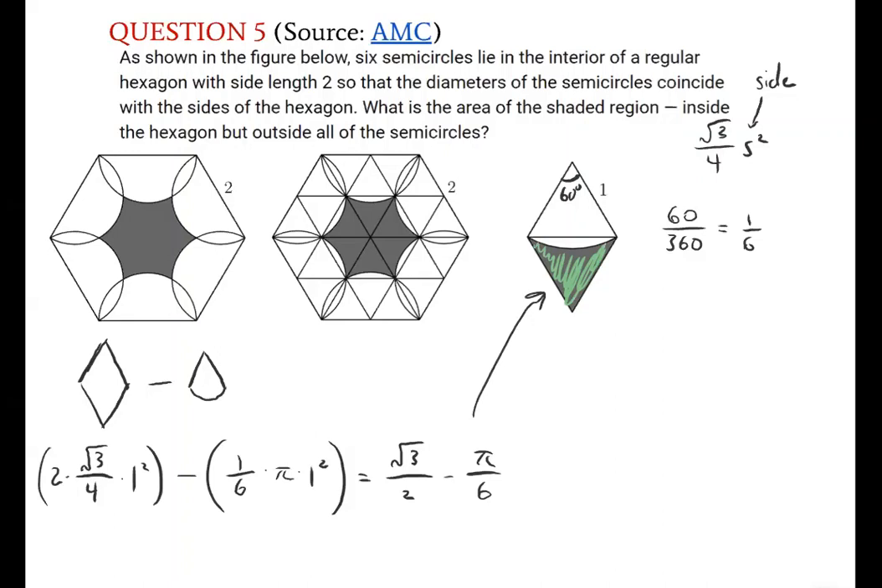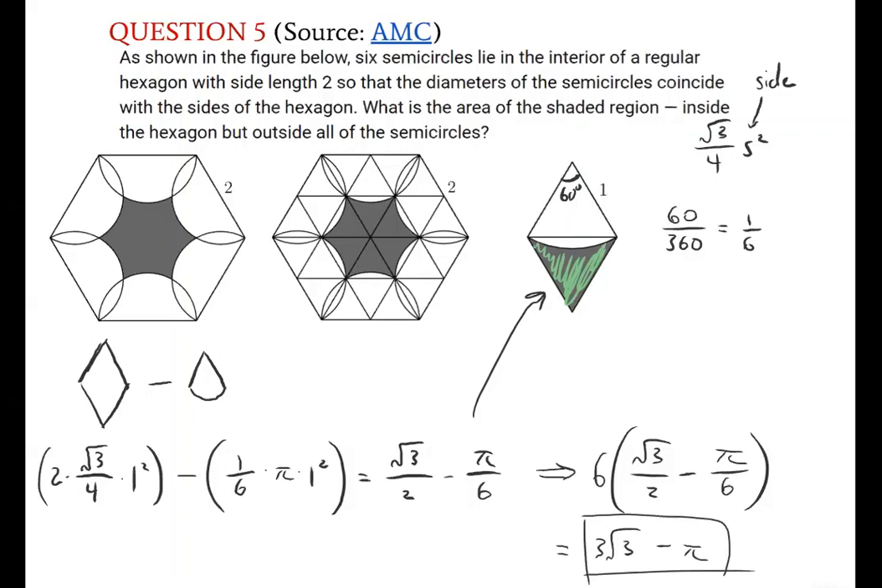So for the entire shaded region, you have 6 of these green areas. So you have to multiply the green area by 6. Let's just do that real quick. 6 times that, and you'll get your answer of 3 root 3 minus pi. If you want to solve it all out, you can do that, but if you're lazy, then don't. And that's your answer.